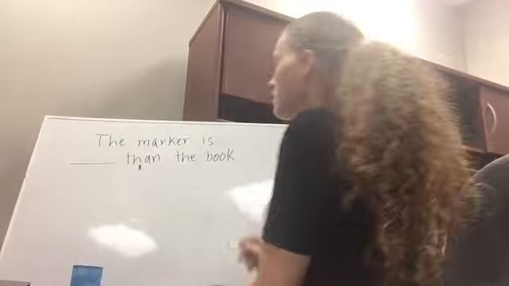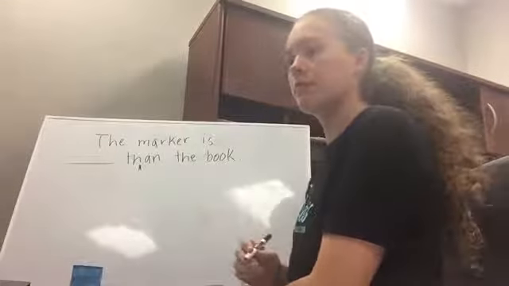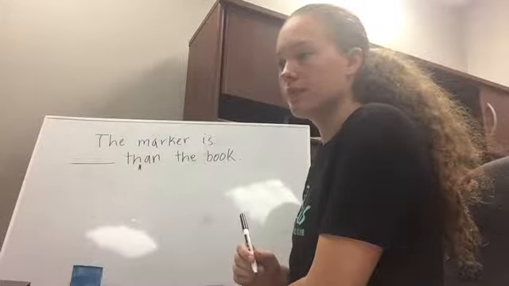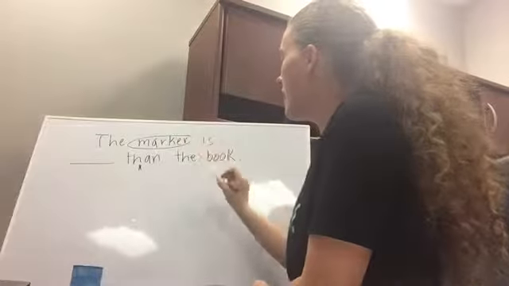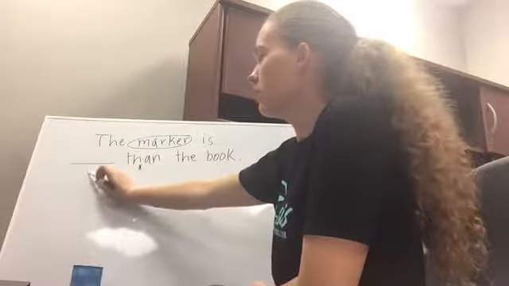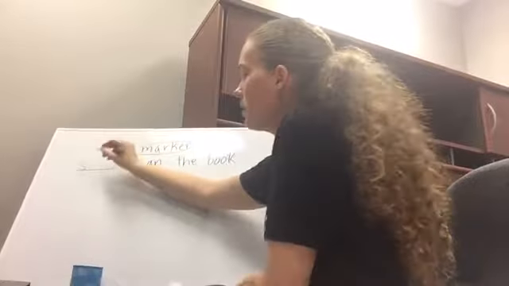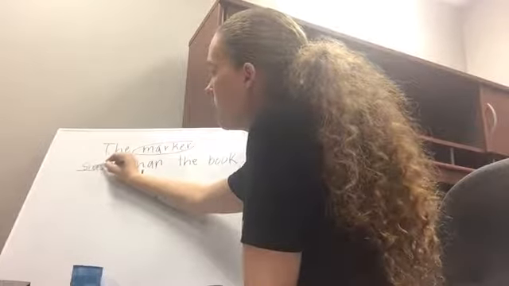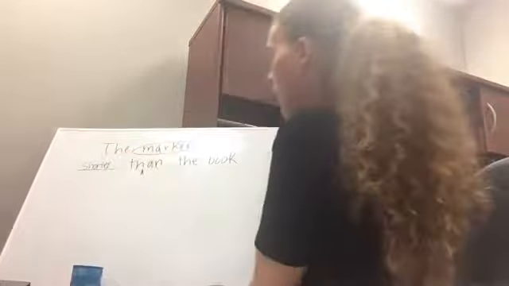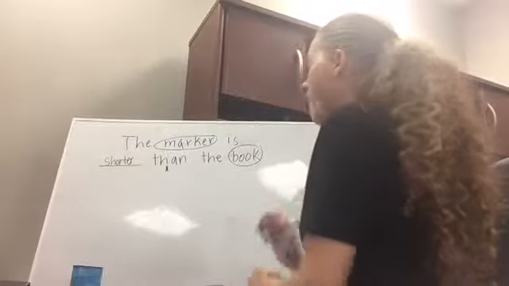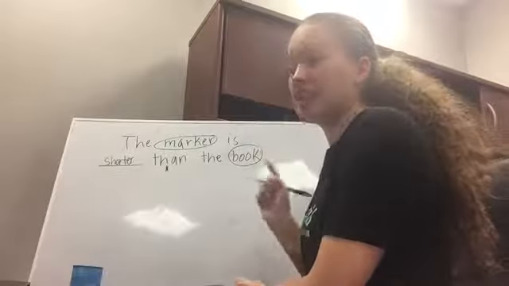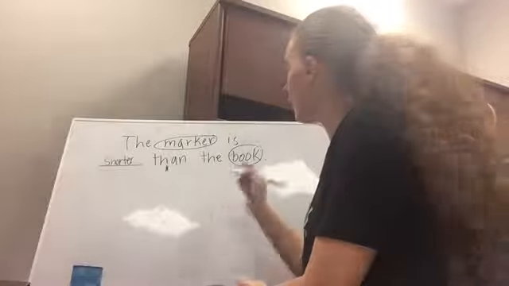Now, what two words can we use for here? The marker, which is our object, is shorter. Shorter. Good job. Okay, than the book, right? Book is also our object word. Now, if I wanted to change a sentence a little bit, I could, okay?